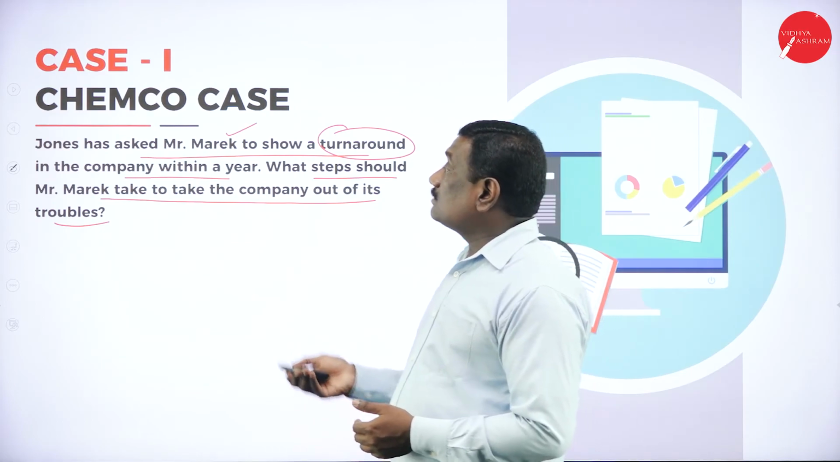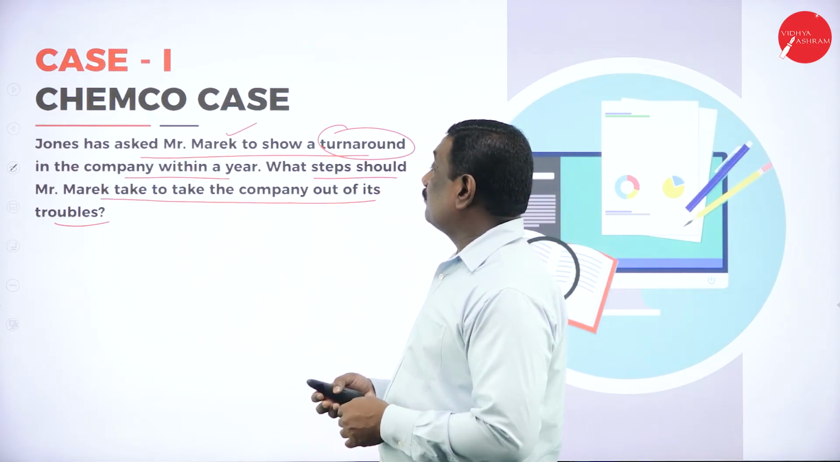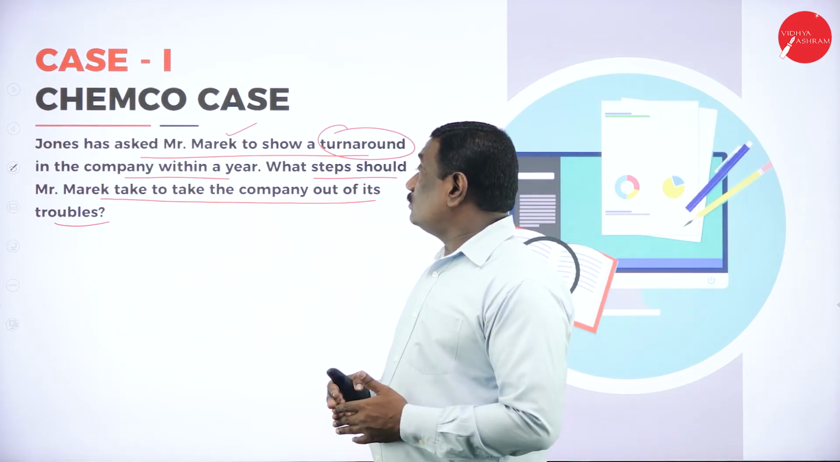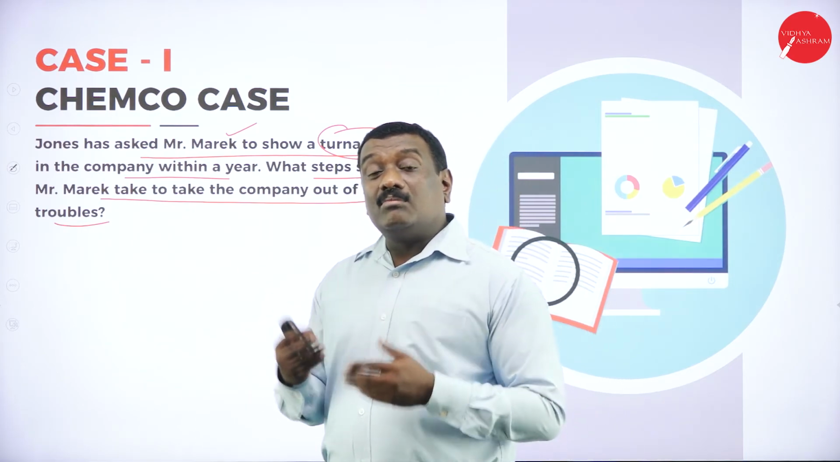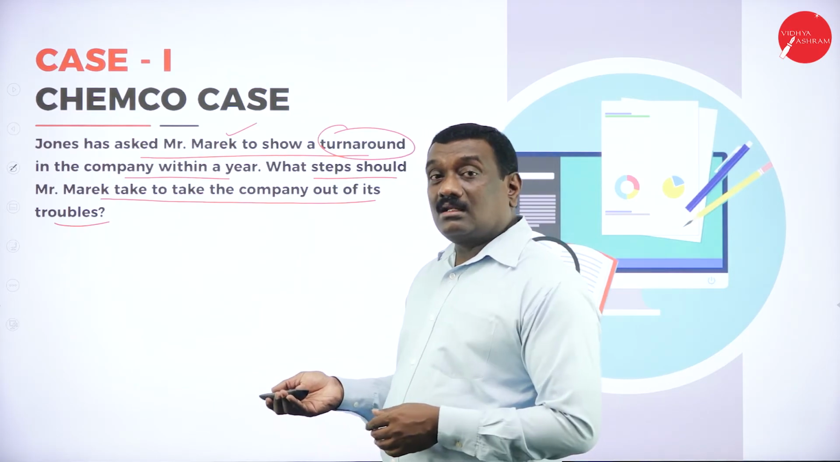So Mr. Jones asked Mr. Marak to show the turnover for one year of that particular company. Now, what are the steps Mr. Marak should take in order to see that the company is out of this trouble, and where he can bring back the sales for both the car batteries as well as the forklift batteries?